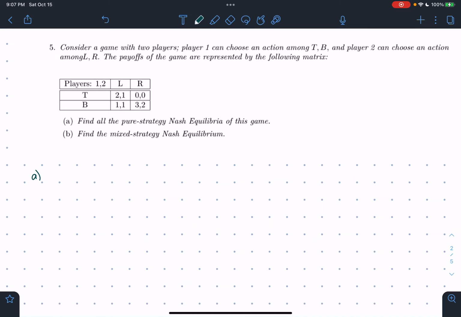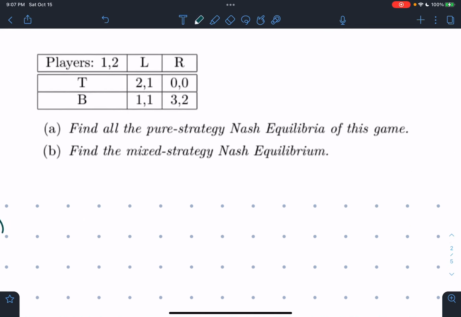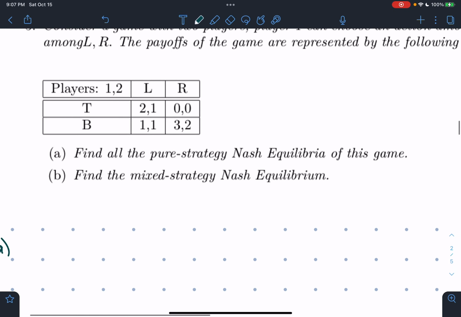We want to go through, like we did in problem 4, and identify what strategies are best responses for each player, given an action of the opponent. So let's start with player 1. I'll write P1, P2, just to be clear. The payoffs for player 1 are on the left, payoffs for player 2 are on the right. Player 1, given that player 2 is playing L, in this column, has best response T, because they get a payoff of 2 versus a payoff of 1.